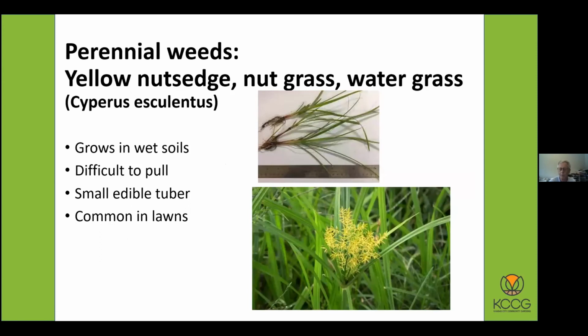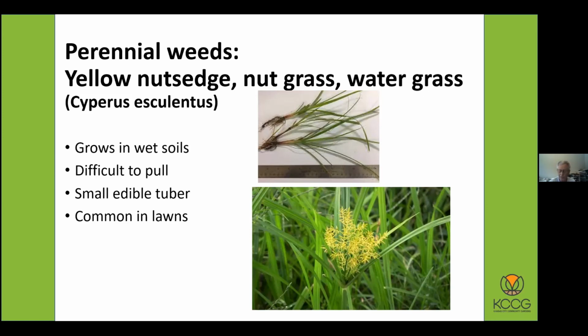Another difficult one is this yellow nutsedge. Sometimes it's called nutgrass or watergrass. You'll see it in your lawn if you have areas where it stays wet longer. If you have a wet spot in your garden, it'll thrive there. It's real difficult to deal with because it has a little tuber, almost like, think of a miniature potato that you don't see. It's actually edible, and in some countries they eat it. But if you pull on it, it'll just break off, and that tuber will still be underground.